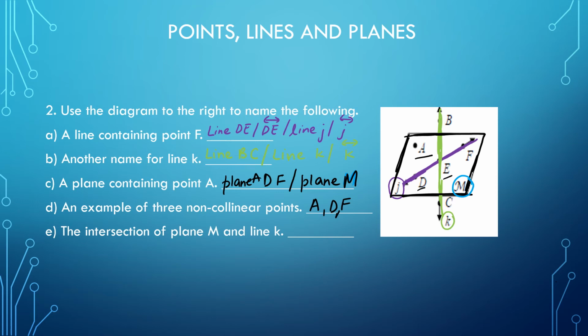Part E, the intersection of plane M and line K. So I'll erase all this. I'm looking for the intersection. So this is plane M. This is line K. As soon as you see the point from where you start seeing the dotted line, that's the point of intersection of the plane and a line. So point E is the point of intersection. So I can say point E, or I can just say E. Both methods are correct.